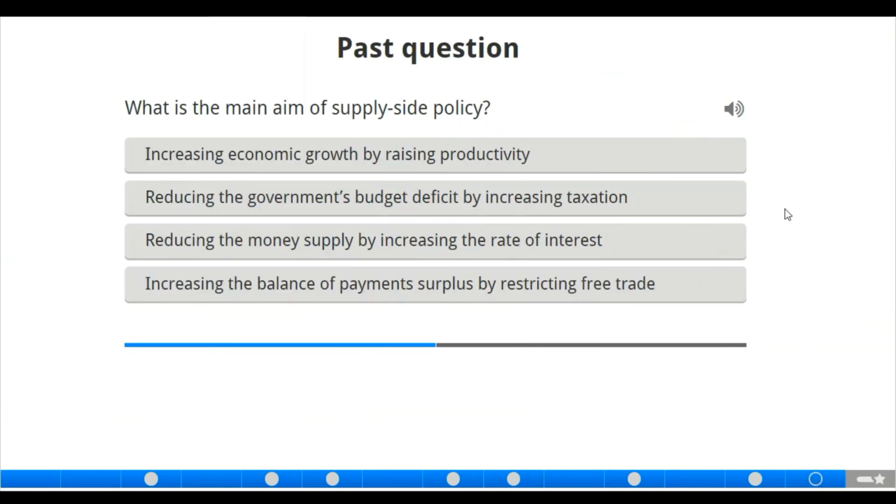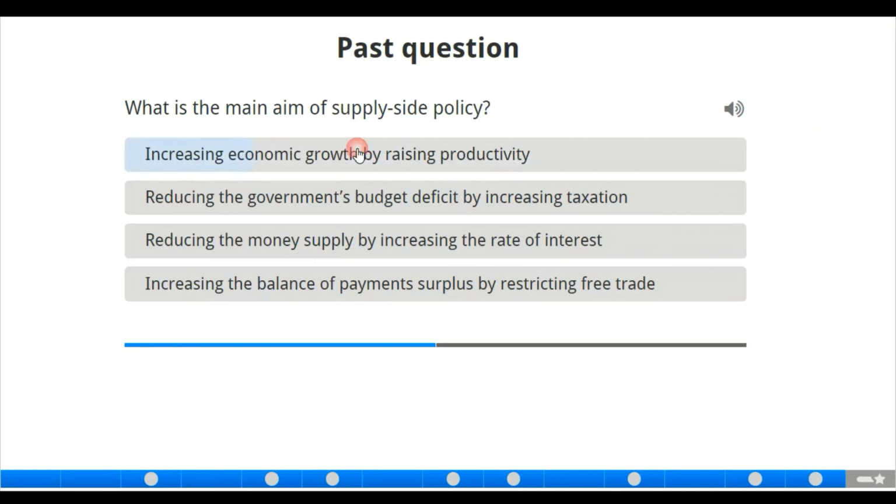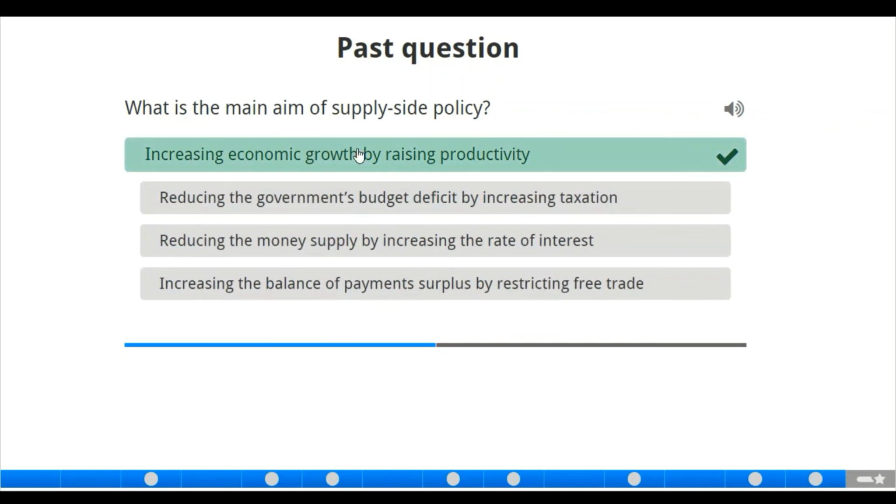Moving to the next slide, we also have one past question related to supply side policy here. What do you think can be the aim of supply side policy? According to our definition, let us check the options out. Increasing economic growth by raising productivity, reducing the government budget deficit by increasing taxation, reducing the money supply by increasing the rate of interest, increasing the balance of payments surplus by restricting free trade. What do you think can be the aim of supply side policy? Of course, it is increased economic growth by raising productivity.